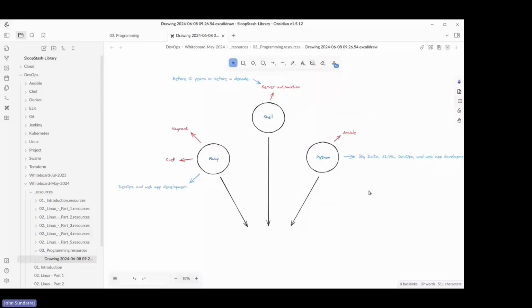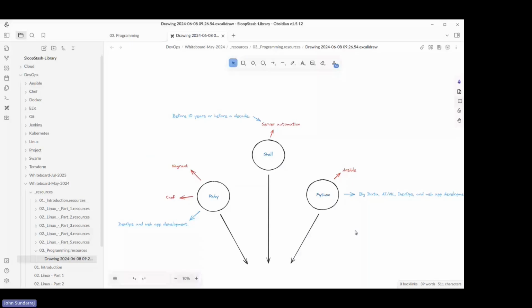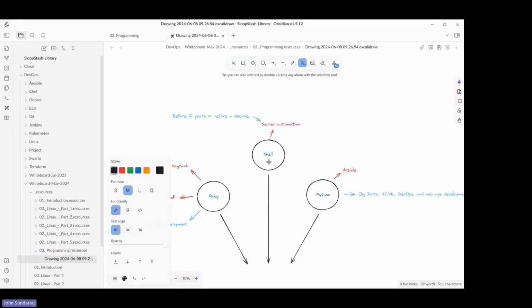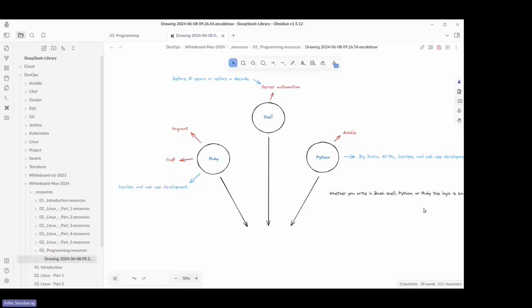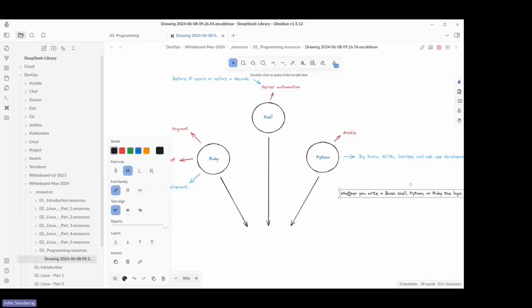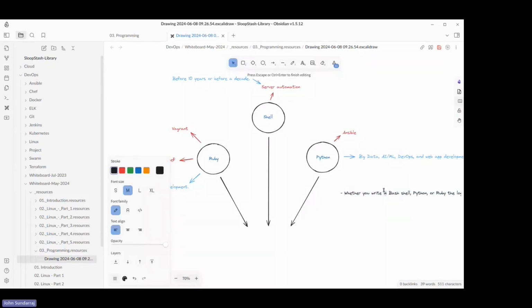The very important thing to learn in programming is that everything is logic. Whether you write in Bash shell, or Python, or Ruby, the logic is the same. The logic is always the same. We should not forget this matter. It is a very important thing.